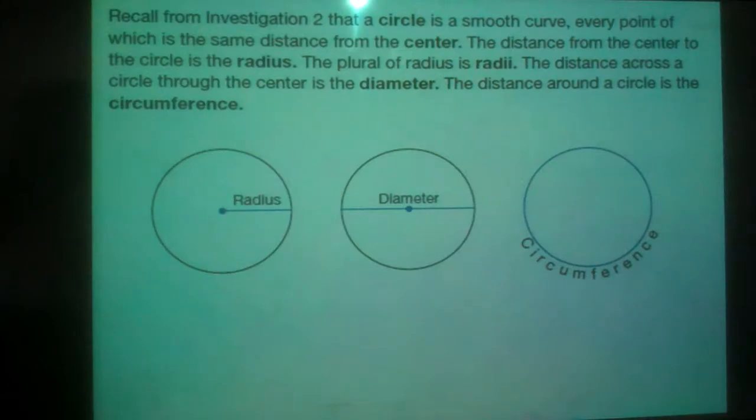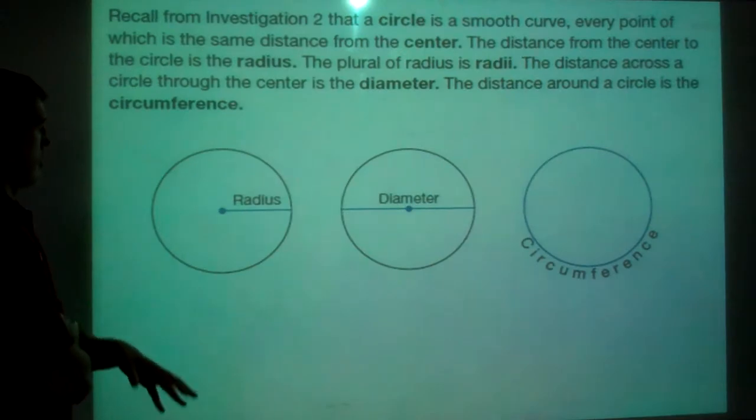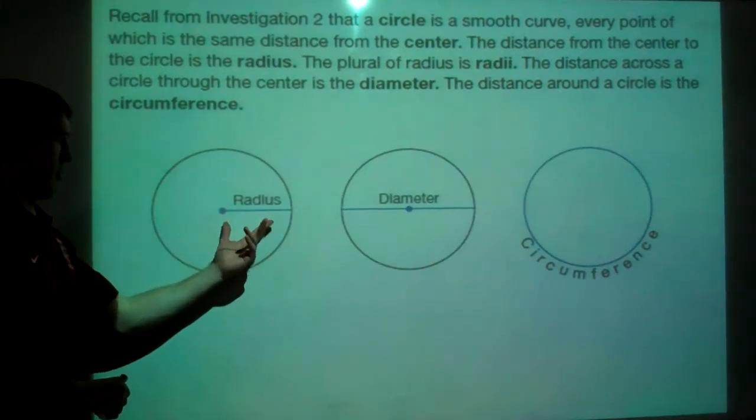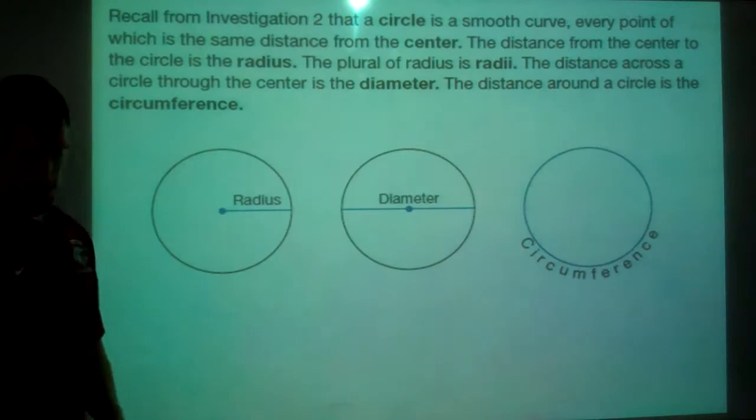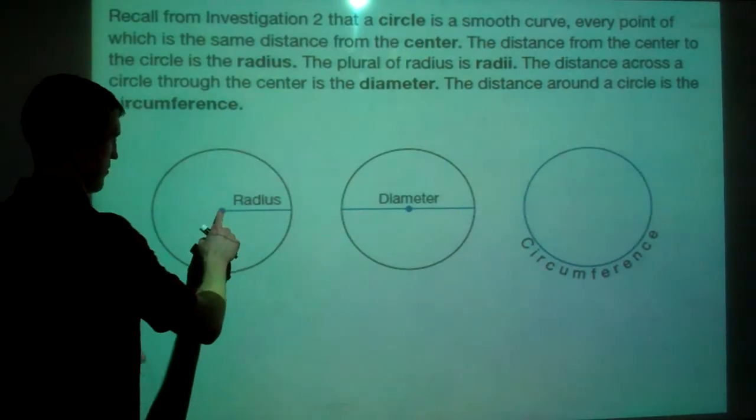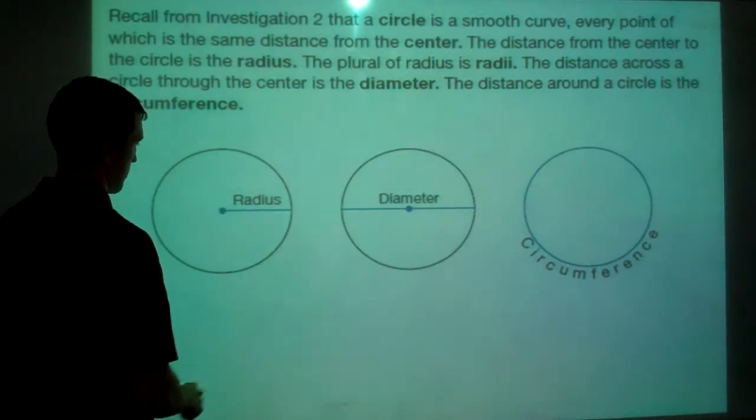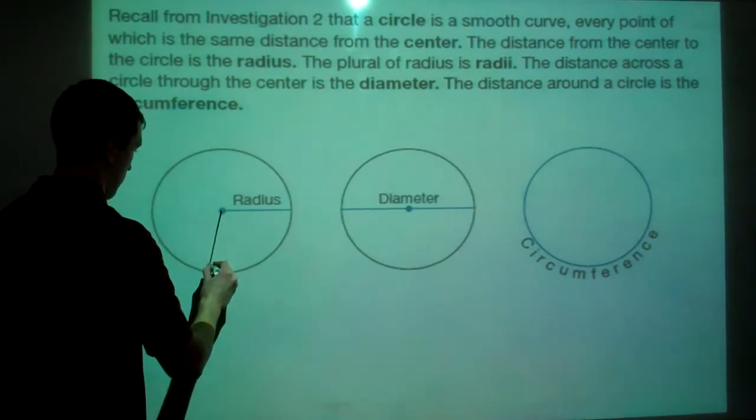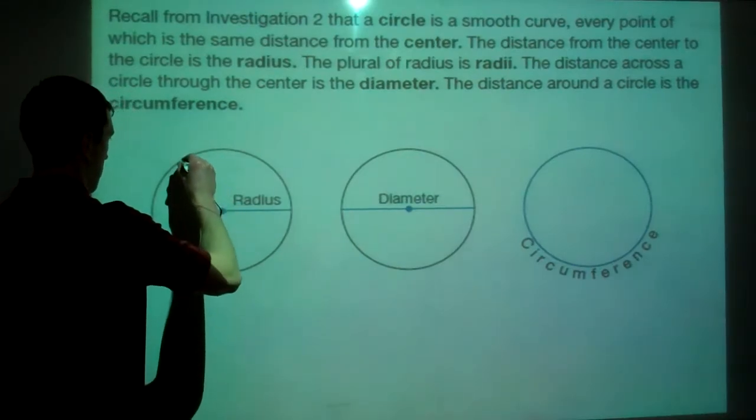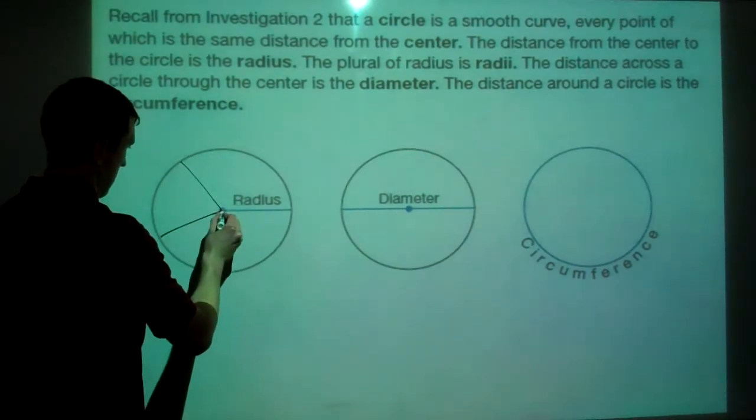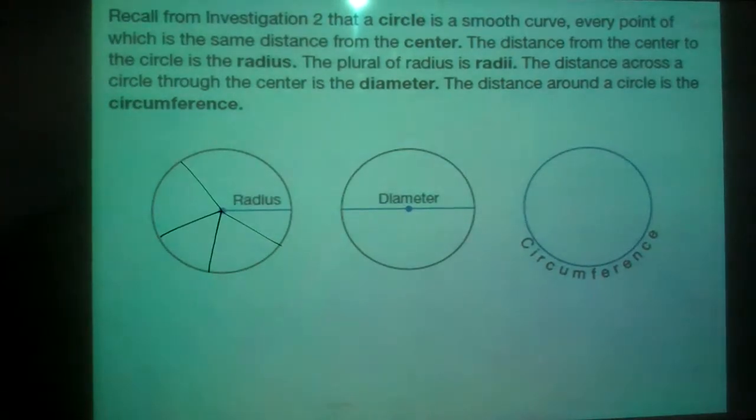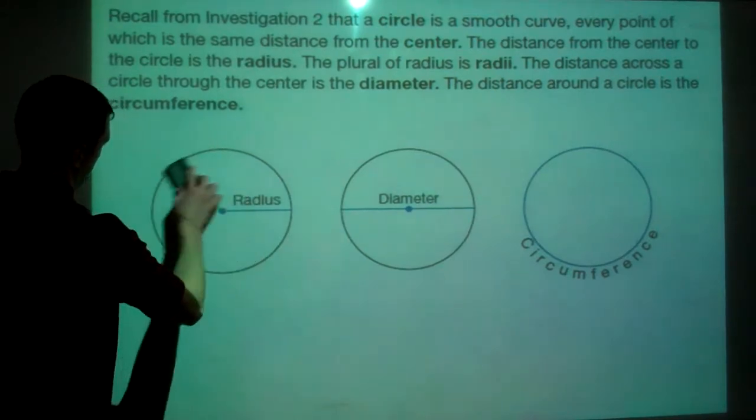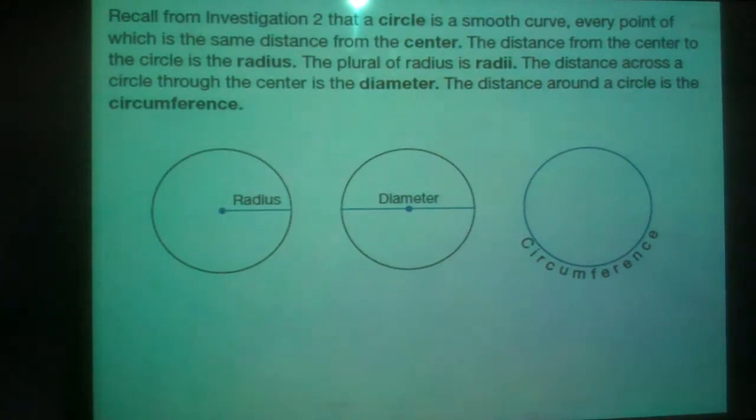So when we talk about circles, the first two things that we want to talk about are the radius and the diameter. Remember, the radius is half of what the diameter is. The radius extends from the center of the circle out to an outer edge of the circle. And you can have as many radii as you want. All those little segments would be considered radii, or a radius, because they extend from the center to an outer edge of the circle.